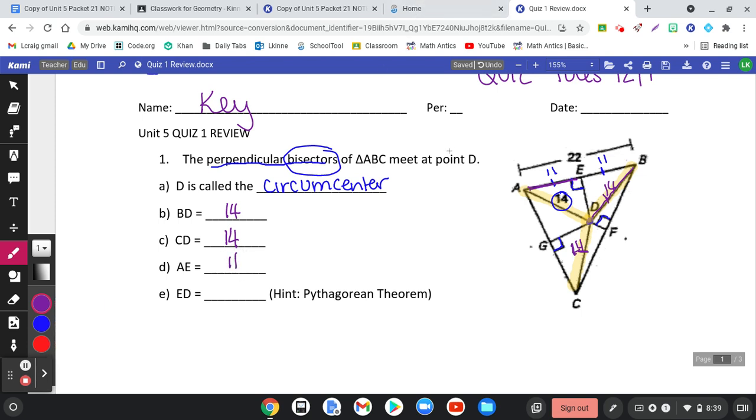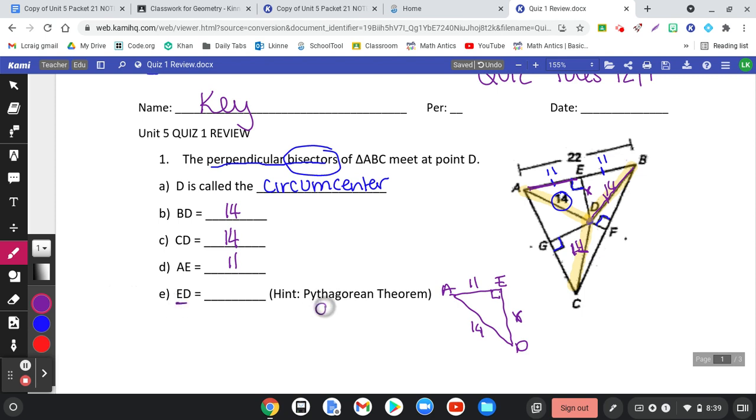And ED, if you look, well, now we have a right triangle right here. All right, so look at the picture. We're looking for ED. Well, if you have 2 sides of a right triangle, you can find the third. So why don't we draw this? Let's kind of just pull that out. So from A to E is 11. From A to D is 14, and you're looking for side ED.